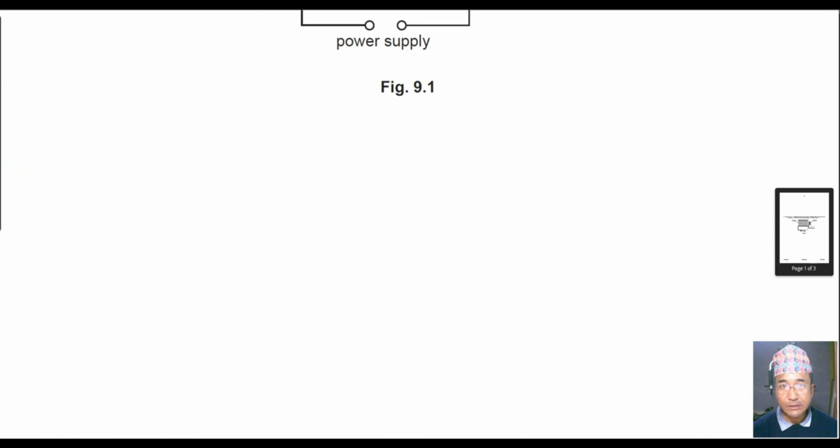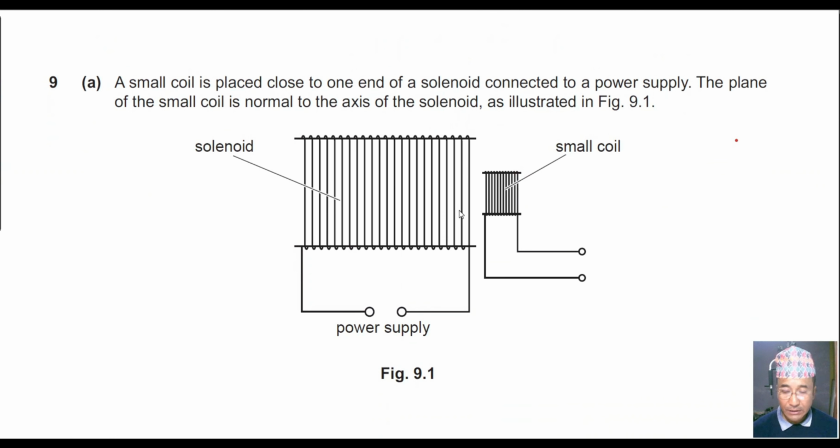Hello folks, this is the 2020 October November paper 42, and the question number is 9. It is concerned with the chapter magnetic field.